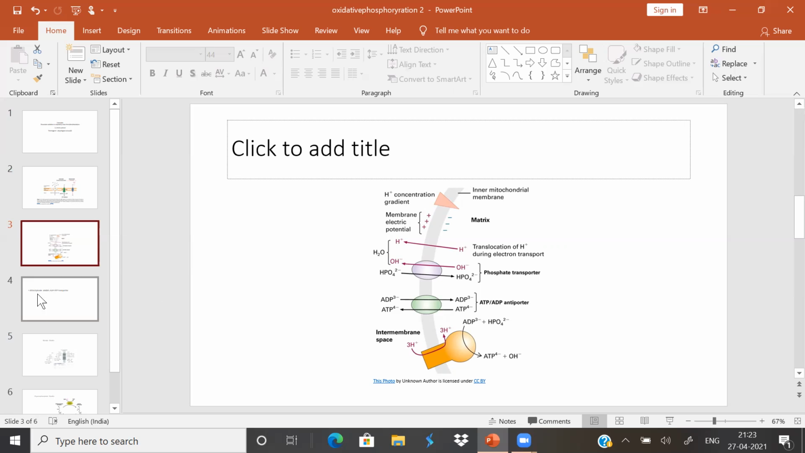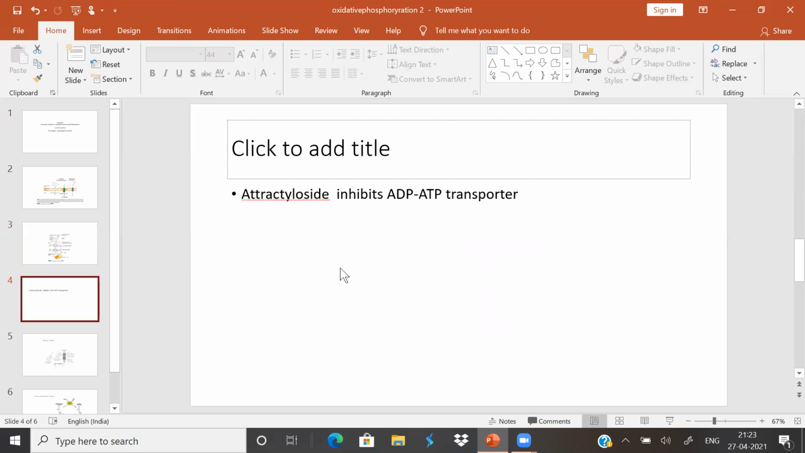And if this transporter is blocked, one important drug, atractyloside, inhibits this ADP-ATP transporter.